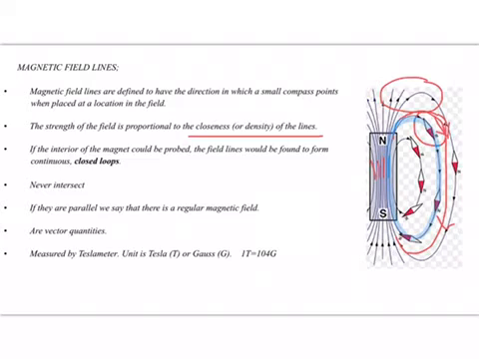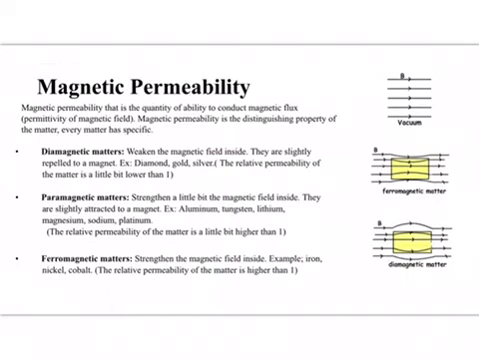They never intersect. If they are parallel, we say that there is a regular magnetic field, and they are vector quantities. The unit of magnetic field is Tesla or Gauss. It is measured by a Tesla meter, and 1 Tesla is equal to 10 to the power 4 Gauss.